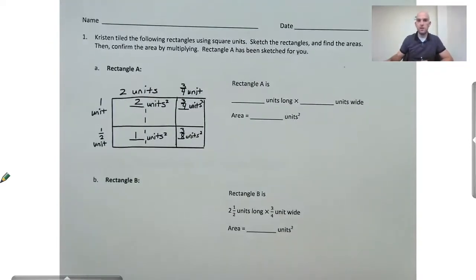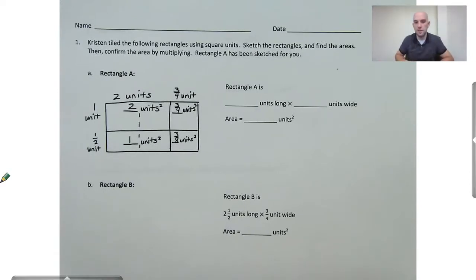And the first one, just like in Lesson 10, is going to be partially done for us to show us what we need to do. It says, Kristen tiled the following rectangles using square units. Sketch the rectangles and find the areas. Then confirm the area by multiplying. Rectangle A has been sketched for you. So rectangle A is blank units long by blank units wide.